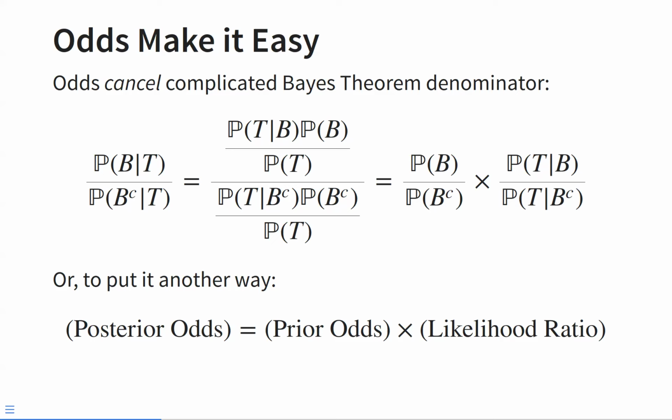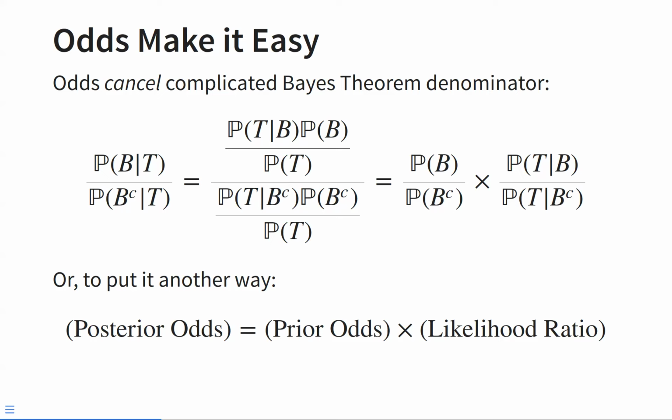So why is this? Well, the odds that Alice has breast cancer, given that she tests positive, remember, odds are the probability of an event occurring divided by not occurring, will be equal to the probability of B given T.